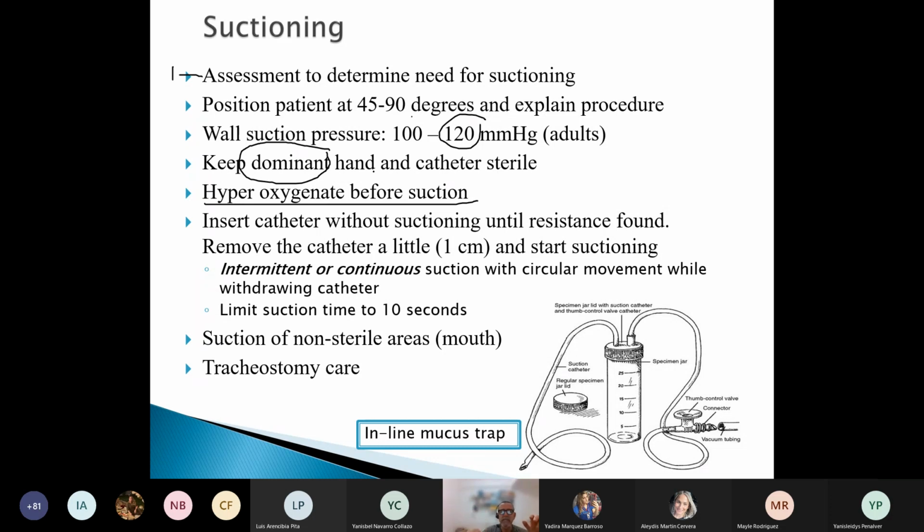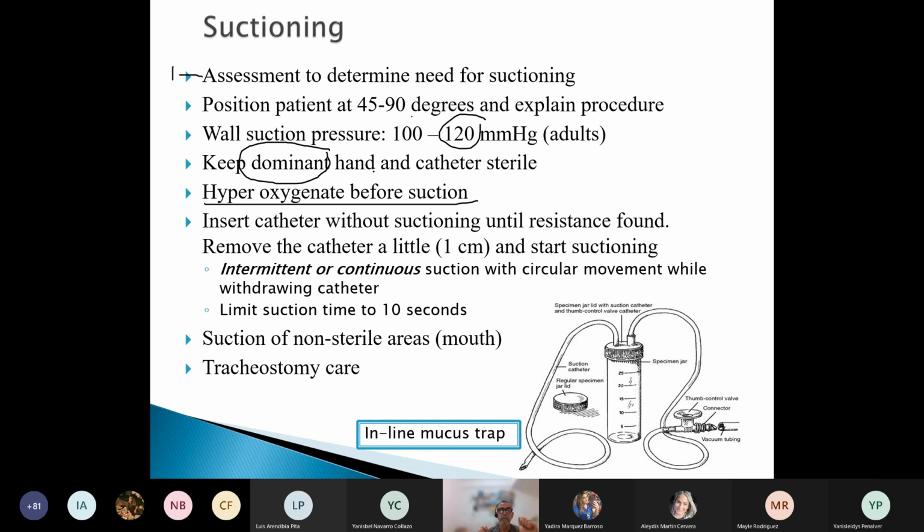The dominant hand should be grabbing, holding the sterile Foley catheter, while the clean hand is separating the labia or holding the penis of the client. Labia is the woman, penis is a man. So this other non-dominant hand is clean, separating the labia. Once you touch the labia, your hand is not sterile anymore. But the hand that is going to hold the Foley catheter is going to be sterile.